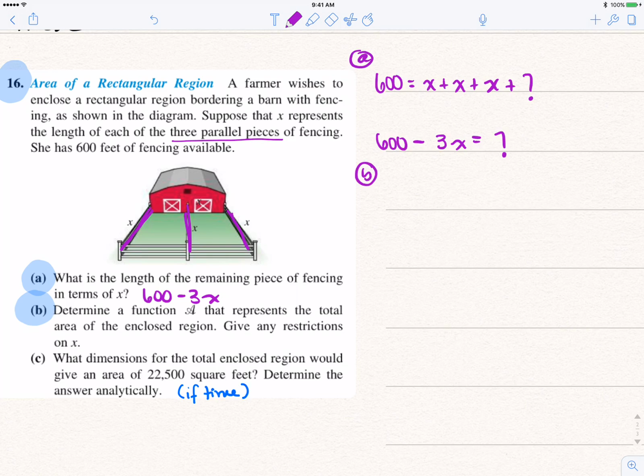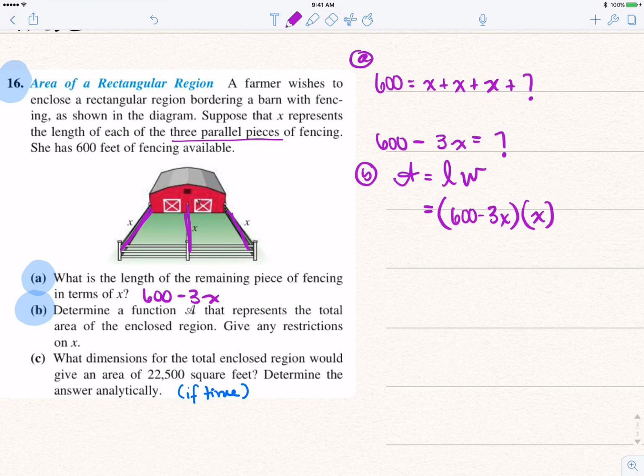Part B talks about the area. It says determine a function A that represents the total area of the enclosed region. Give any restrictions on X. So I know that area we just talked about is base times height or length times width. We talked about that in question number 10. So length times width. We just found that the length of my rectangle is 600 minus 3x. And the width was what we had already talked about, which was a distance of x.